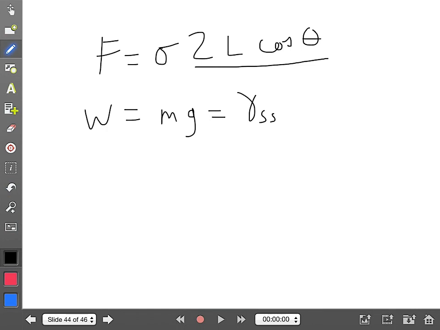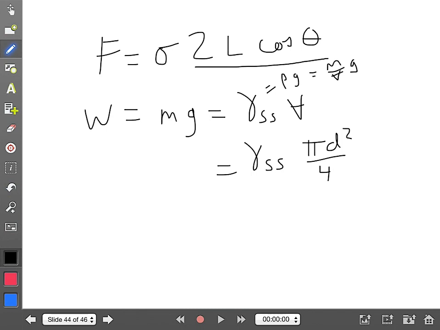Remember, this is rho g. This equals rho times g, and that equals m over the volume times g. So if we take this times the volume of the needle, we get mg. So that becomes the gamma of the stainless steel times, we're going to approximate this as a cylinder, so this is going to be pi d squared over 4. Basically it's a cylinder that looks like this. And so this is the diameter, and this is the length L going along here. And so we have L.